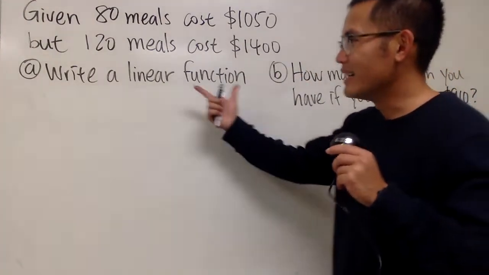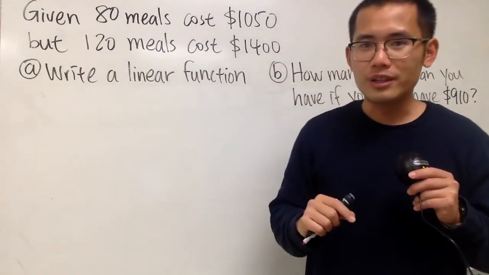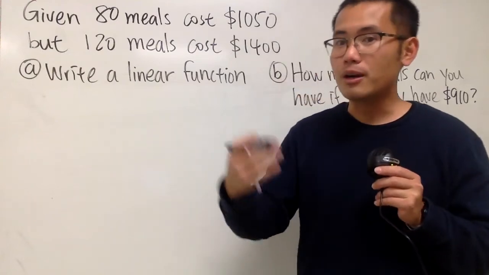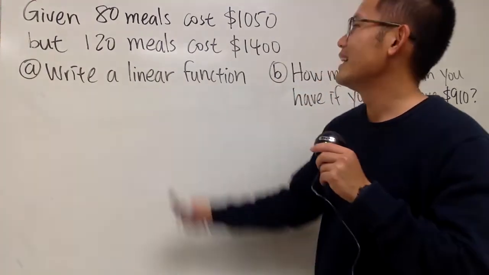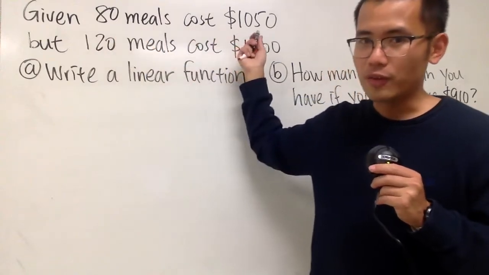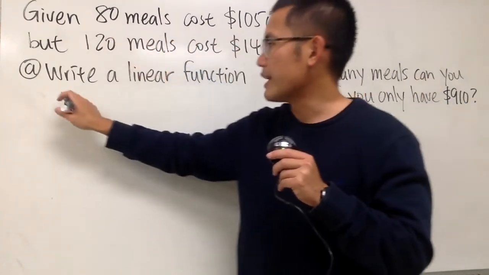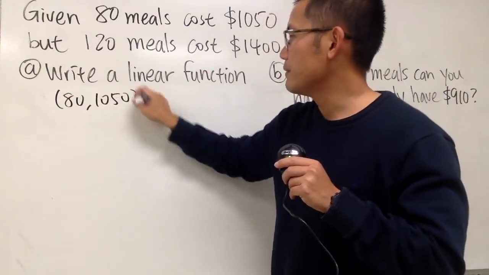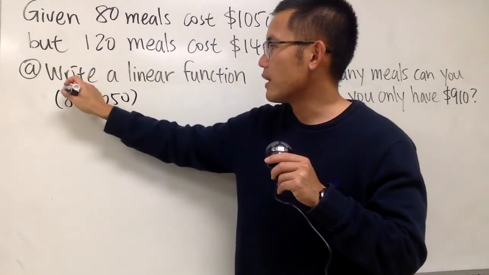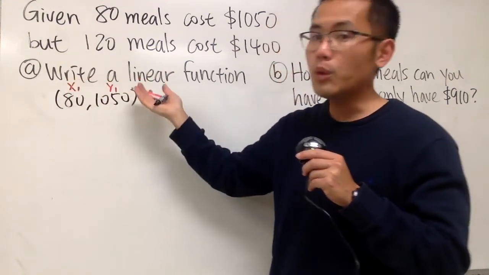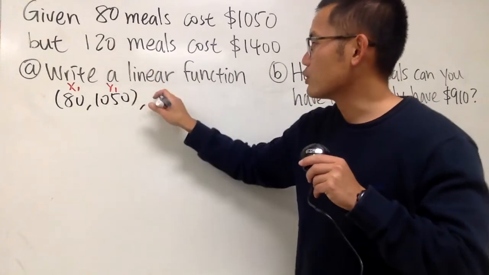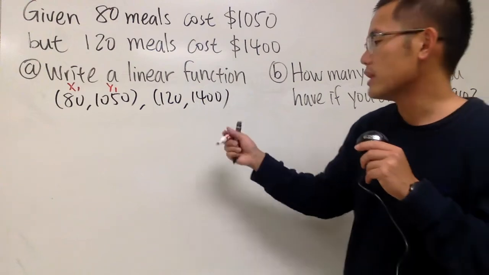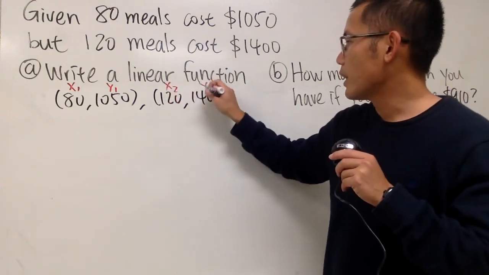We are going to first write a linear function and talk about the slope and also the y-intercept. So have a look. Because we usually like to talk about price per meal, price per whatever, right? So this right here will be the x, this right here the y. First we will have 80, comma, 1050. Again, this is the first x value, so x1, and likewise this is y1. And then for the second one, we have 120 and 1400. This is x2, y2.